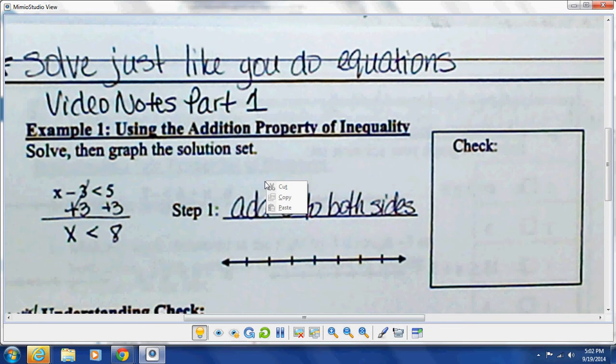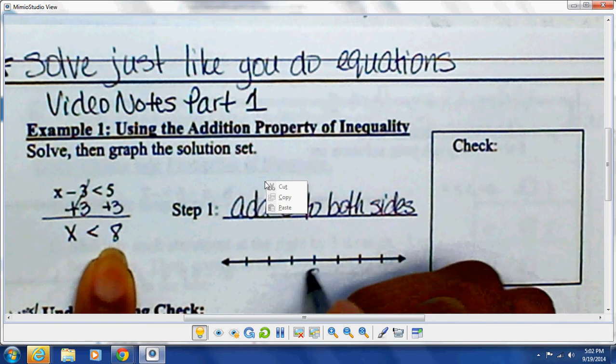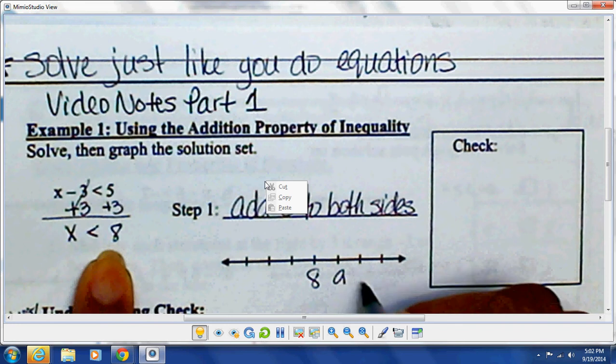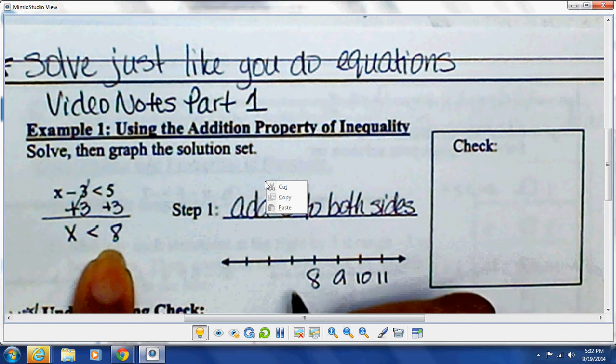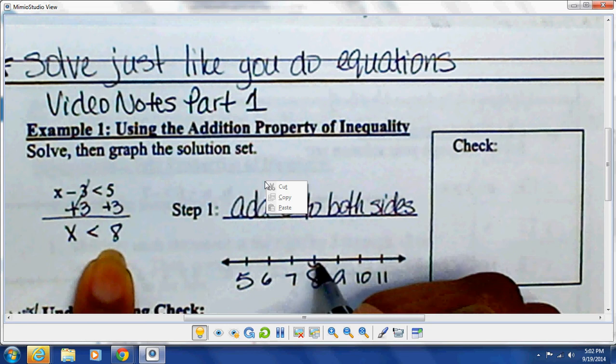Okay, and remember you did graphing in video notes 9. So to graph, remember we look at the number, and that is going to be our starting point. So on your graph, you usually want to put your starting point in the middle somewhere, and then fill in values on either side. So we know to the right will be 9, 10, 11, to the left 7, 6, 5. Put your circle at 8.